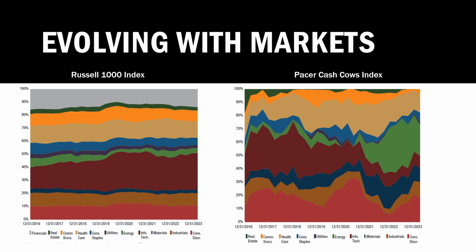Same thing, we see the light brown, if you will, third from the top. That represents healthcare. Going back to late 2016, that was maybe 10% of the Russell 1000 index. You can see for the Pacer Cash Cows, that ballooned to roughly 2.5 times that size, owning a lot of those names, again, that were incredibly profitable based upon some of the vaccines that they were delivering.